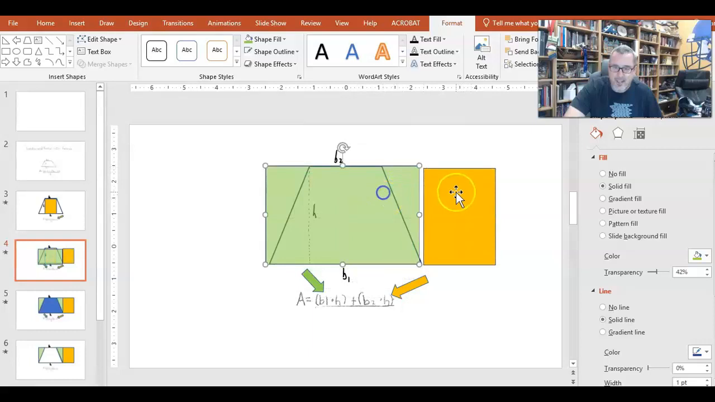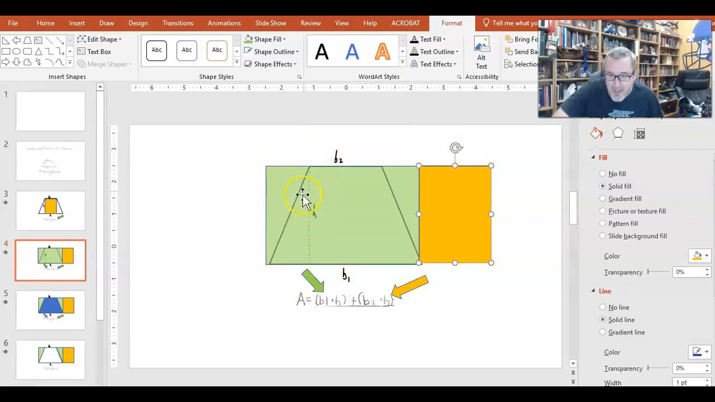So really what we're saying is base 1 times height plus base 2 times height would give us the area of this green rectangle plus the orange rectangle together, which is clearly more than the area of the trapezoid. And for some reason, the area of the trapezoid is half the area of the green plus the orange. Or you could say the area of the green plus the orange is double the area of the trapezoid.